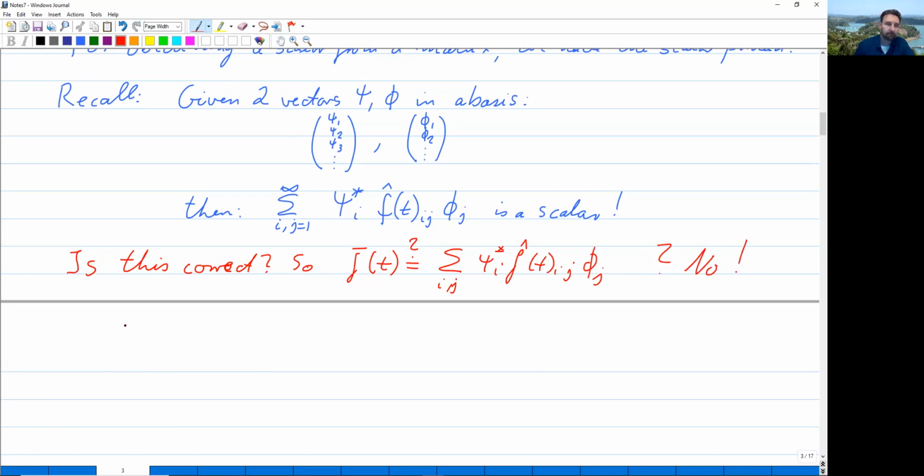And the reason why this cannot possibly be right is that these expressions, well, let me put it this way.